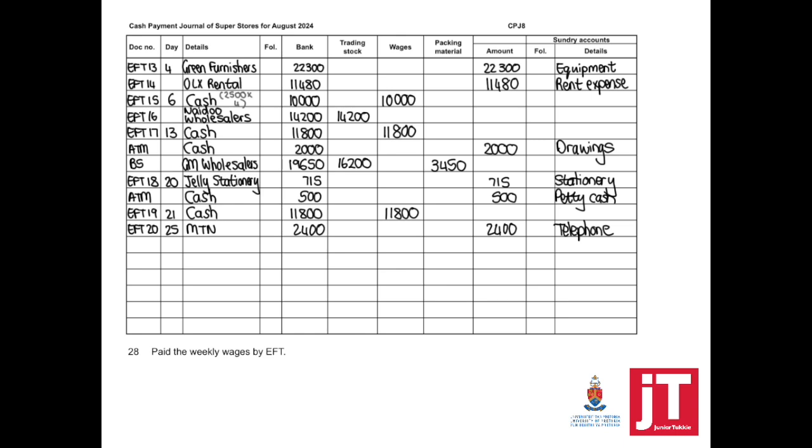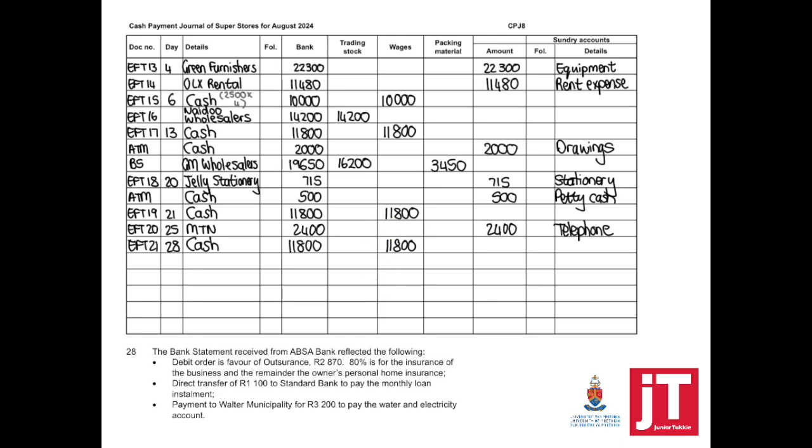Day 28, paid the weekly wages by EFT. So the same as before, the weekly wages went unchanged. There's no added information, so we can assume that it stays exactly the same, the 11,800. On day 28, the same day, the bank statement received from Absa Bank reflected the following. A debit order in favor of OUTsurance 2,870. 80% is for the insurance of the business and the remainder the owner's personal home insurance.